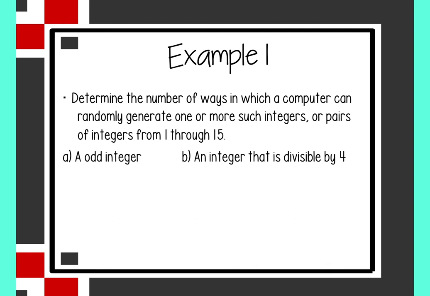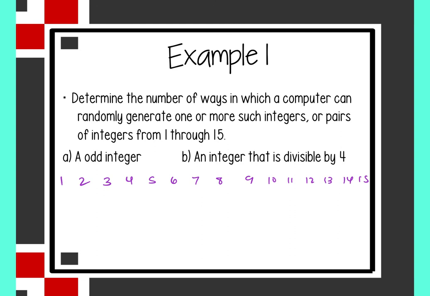And it says randomly generate one or more integers or pairs of integers from 1 through 15. So how do I randomly generate numbers 1 through 15 is what you're looking for, okay? We're writing them all out. Hopefully we don't have to write them all out all the time. Like if you start to think about even numbers and that kind of stuff, it's going to be the same every time. But for this visual, we're going to draw them all out.